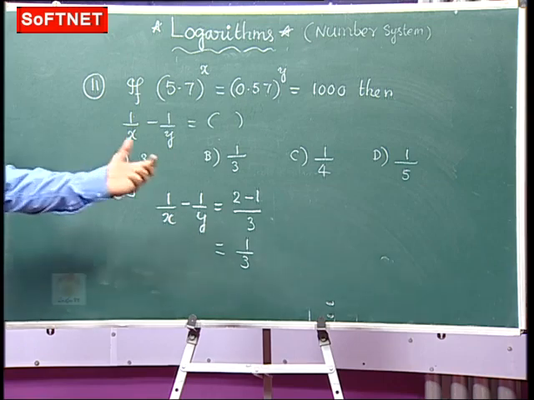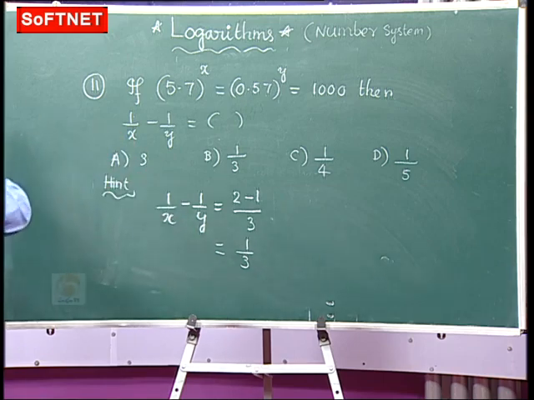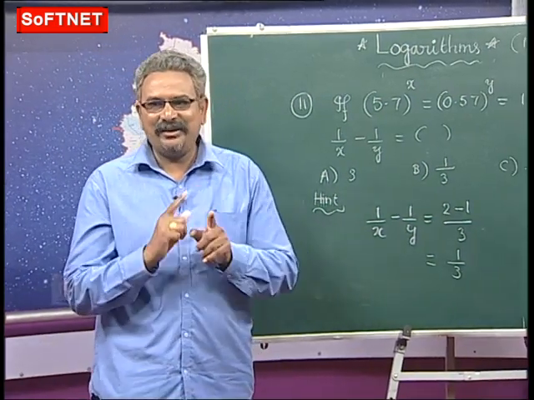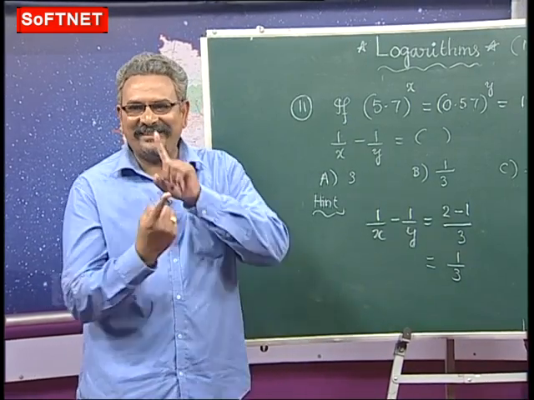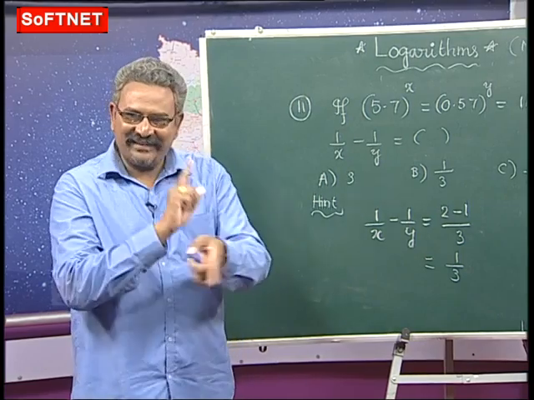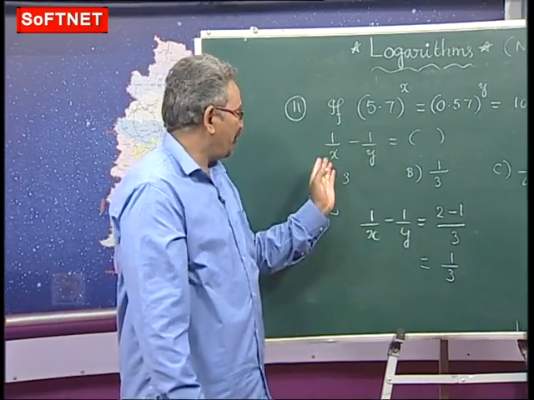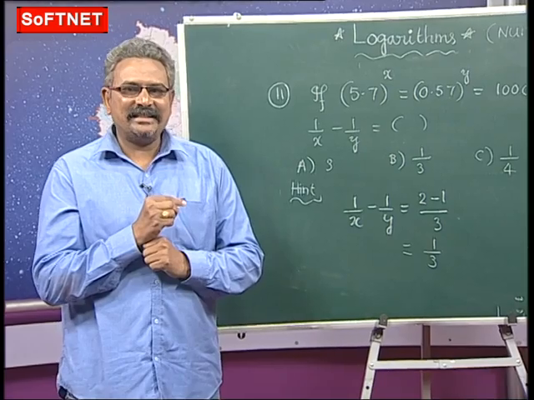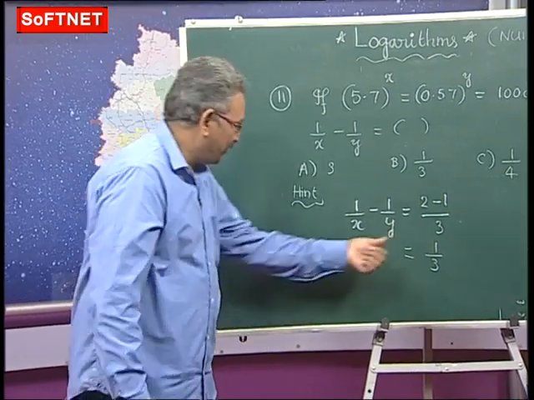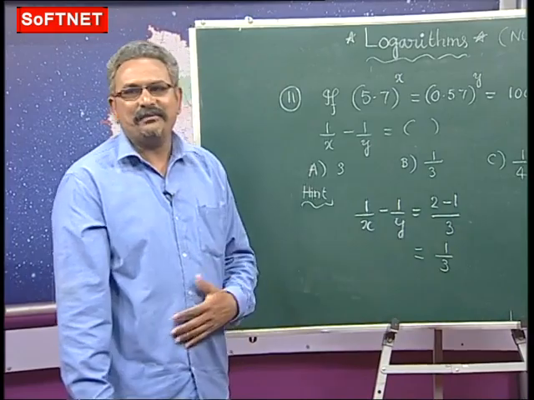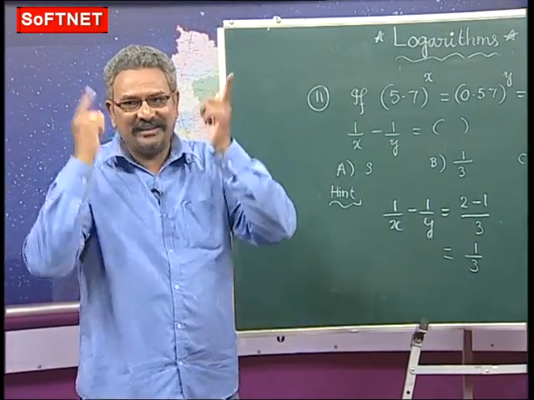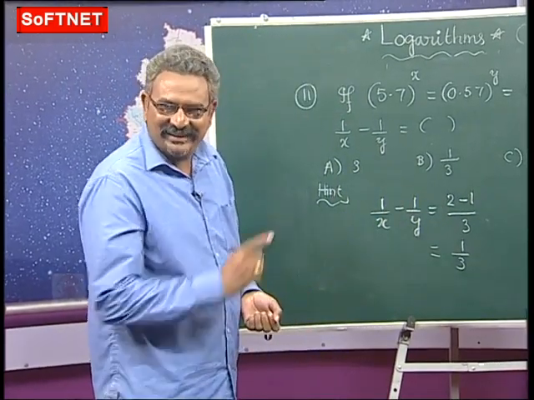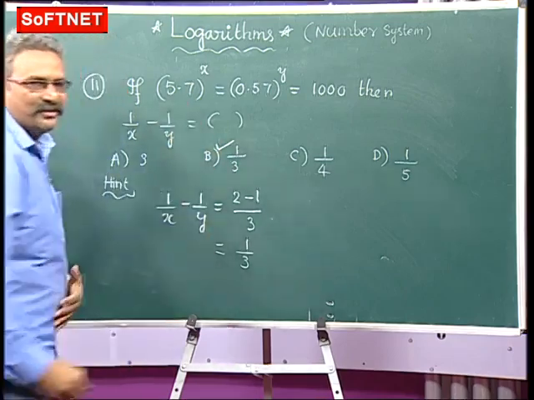The problems which are in the form of this one, all can be solved using this shortcut. But sometimes in the examination the question may be given in reverse order. Suppose instead of 1 by x minus 1 by y, 1 by y minus 1 by x is given, you just have to change the sign, that becomes minus 1 by 3. That you have to keep in mind. Okay. So now which is the right option in this one? Yes, B is the right option.